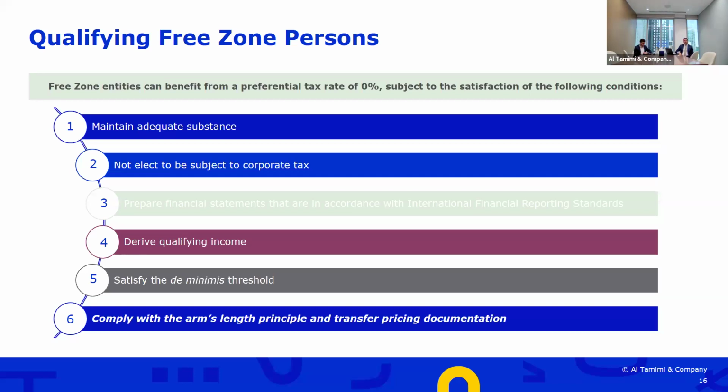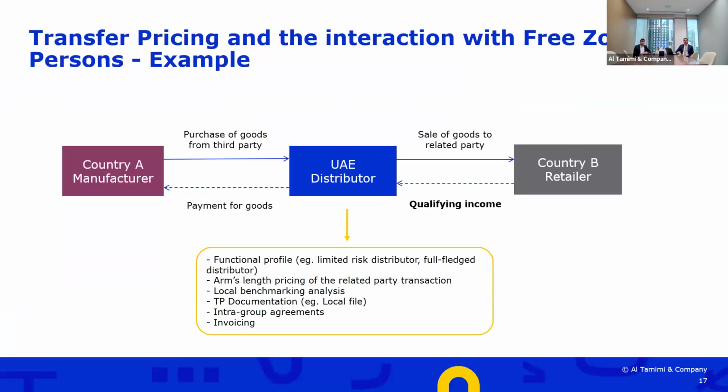And I think it's also important to note that if you are disqualified from being a qualifying free zone person, you're disqualified for the 4 subsequent tax periods. So that means that if you're not qualifying this year, you're also not qualifying for the next 4 years. And so it is critical that the arm's length principle and transfer pricing documentation are complied with to avoid such a long period of disqualification from the preferential regime in free zones.